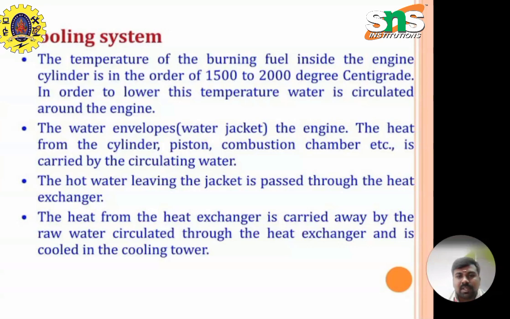Cooling system. The temperature of the burning fuel inside the engine cylinder is in the order of 1500 to 2000 degrees centigrade. In order to lower this temperature, water is circulated around the engine through the water jackets, so the engine cylinder wall is cooled. The heat from the cylinder, piston and combustion chamber is carried by the circulating water. The hot water leaving the jacket is passed through the heat exchanger. The heat from the heat exchanger is carried away by the raw water circulated through the heat exchanger and is cooled in the cooling tower.